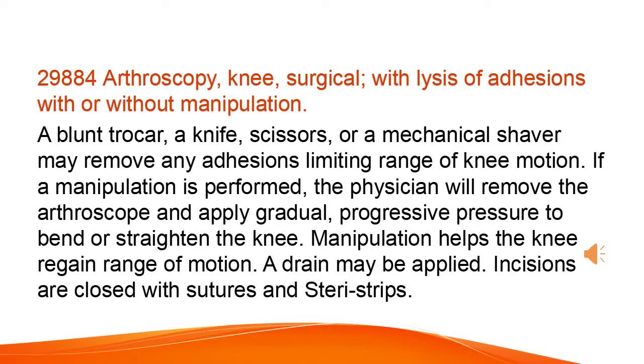Arthroscopy, knee, surgical, with lysis of adhesions with or without manipulation. A blunt trocar, a knife, scissors, or a mechanical shaver may remove any adhesions limiting range of knee motion. If a manipulation is performed, the physician will remove the arthroscope and apply gradual, progressive pressure to bend or straighten the knee. Manipulation helps the knee regain range of motion. A drain may be applied. Incisions are closed with sutures and strips.